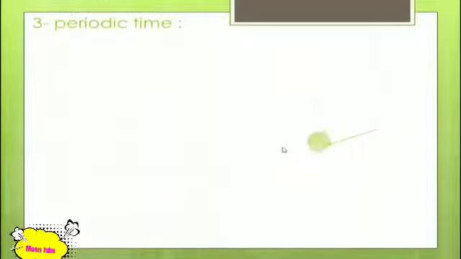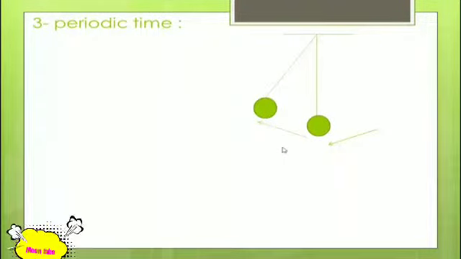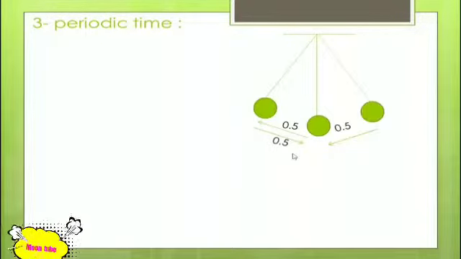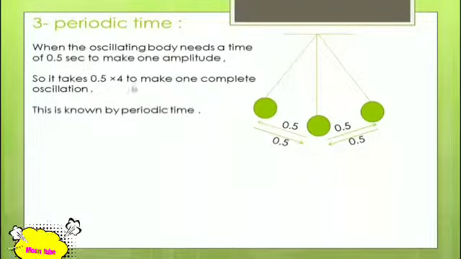Number 3, periodic time. If the oscillating body moves from its rest position to B in half a second, it has to do 4 displacements to make a complete oscillation. Every displacement takes half a second. So we multiply half a second by 4 to get the time of the complete oscillation. This time to reach one complete oscillation is called periodic time.